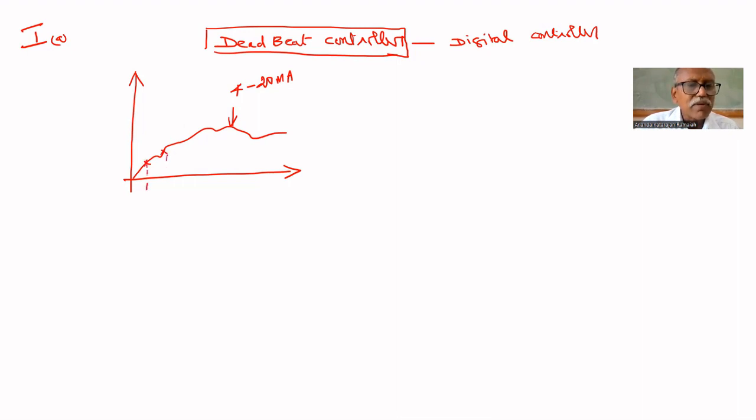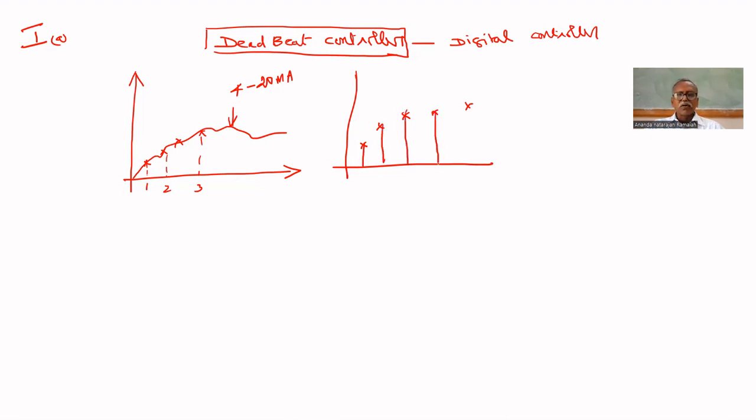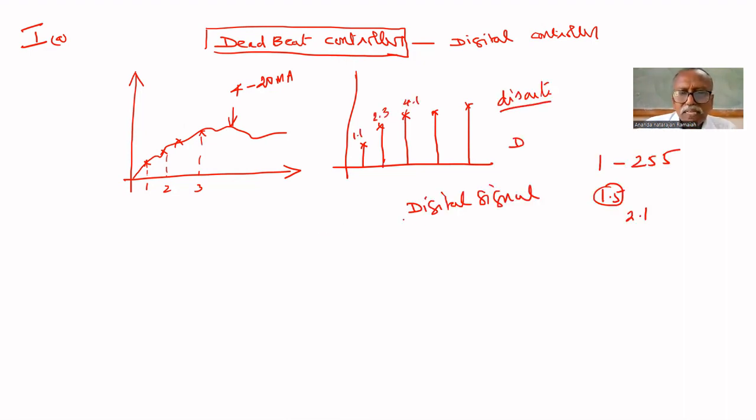Suppose this is the first sampling period, second sampling period, third sampling period. Like that, you will get the signal like this. The digital controller output is available only at every sampling instant. So by using the digital signal alone, you cannot open the valve.